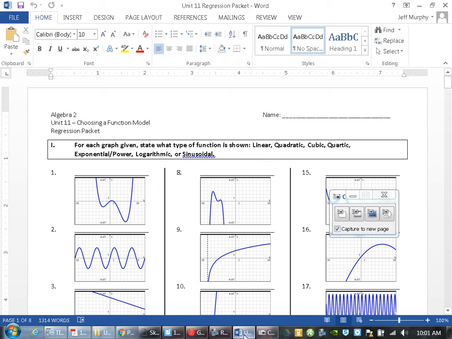Now, when you're talking about the other one that was on there, what was it? Quartic and quadratic and stuff. Quadratic is squared, quartic would be fourth, so it's twice as much fun.